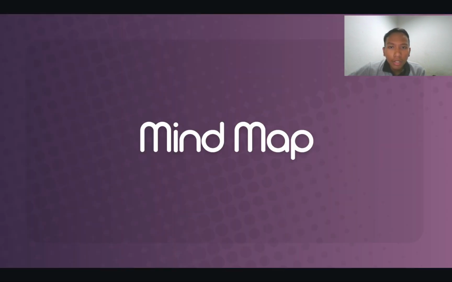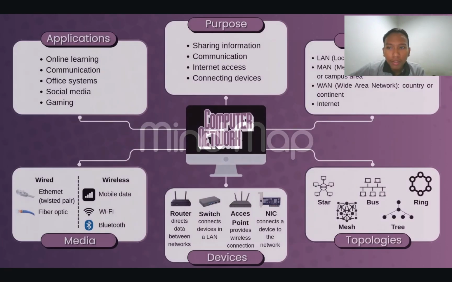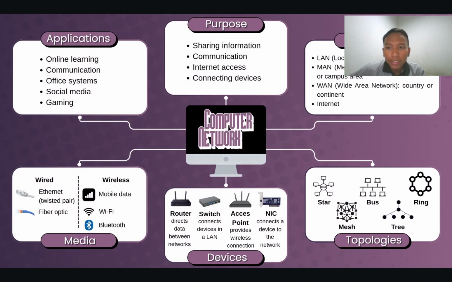Okay, so let's begin with my mind map. This mind map represents my understanding after learning the material about computer network. From this topic, I learned that computer networks are not only about connecting devices, but also helping people communicate, share information, and support many digital activities in everyday life.